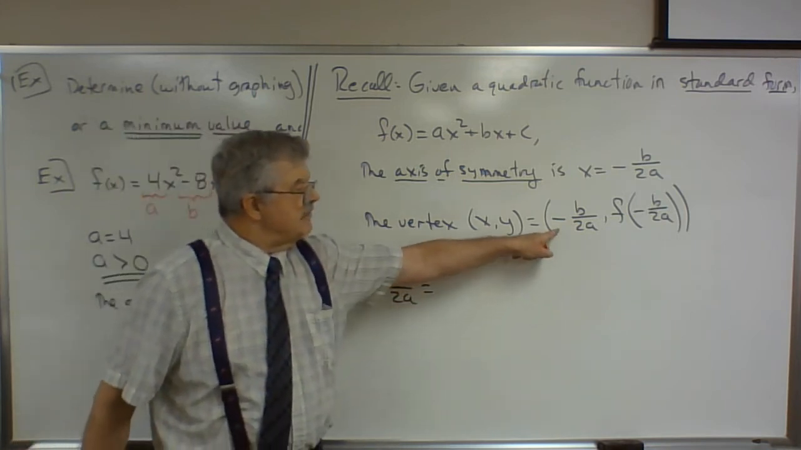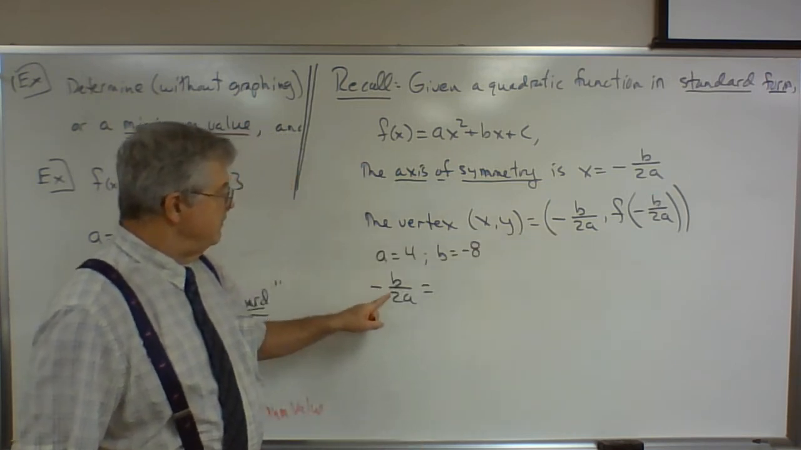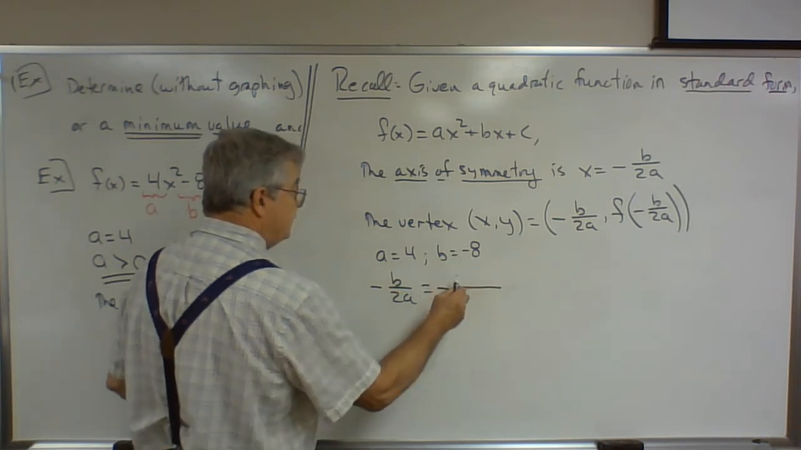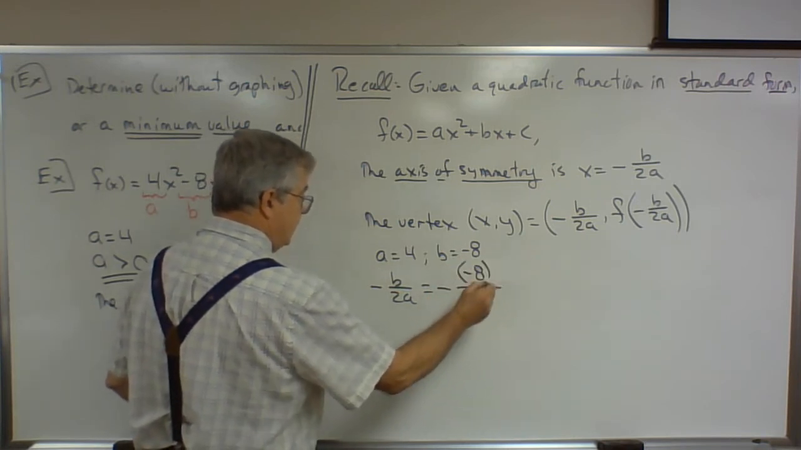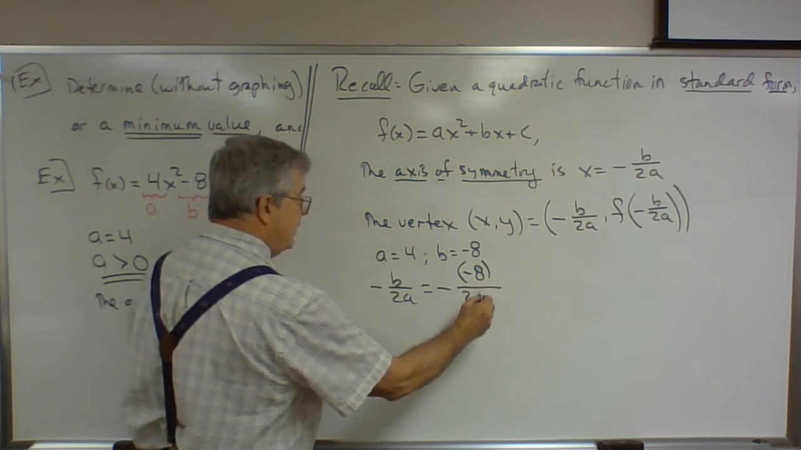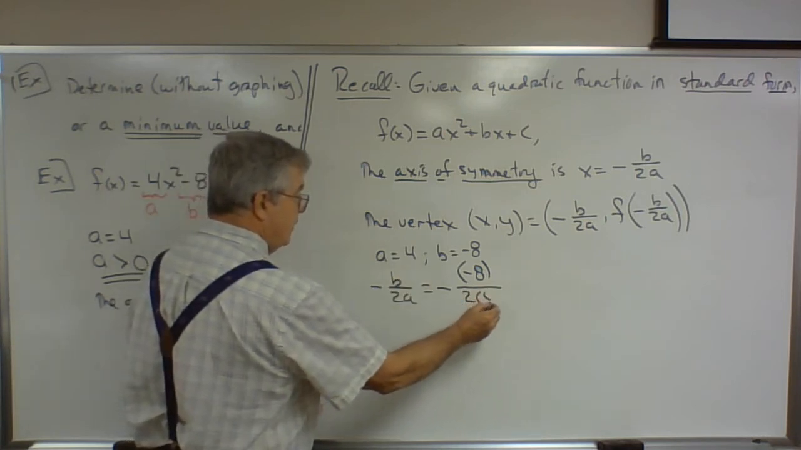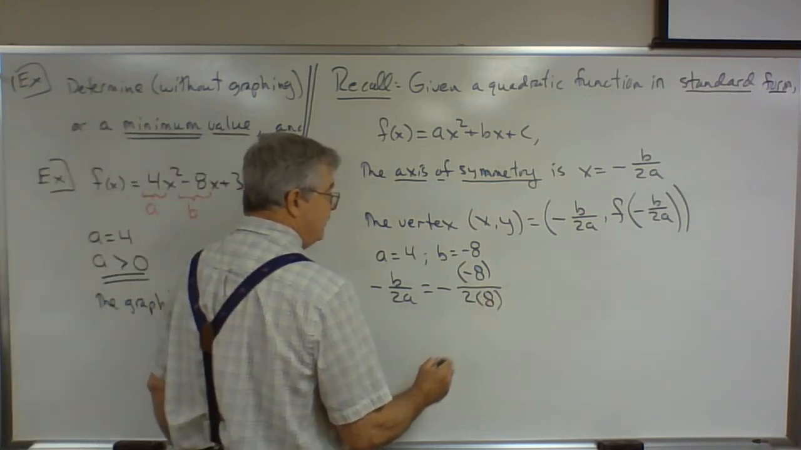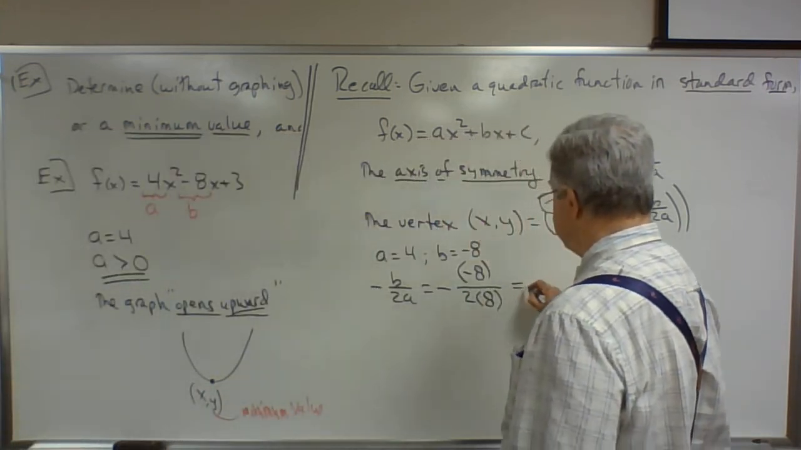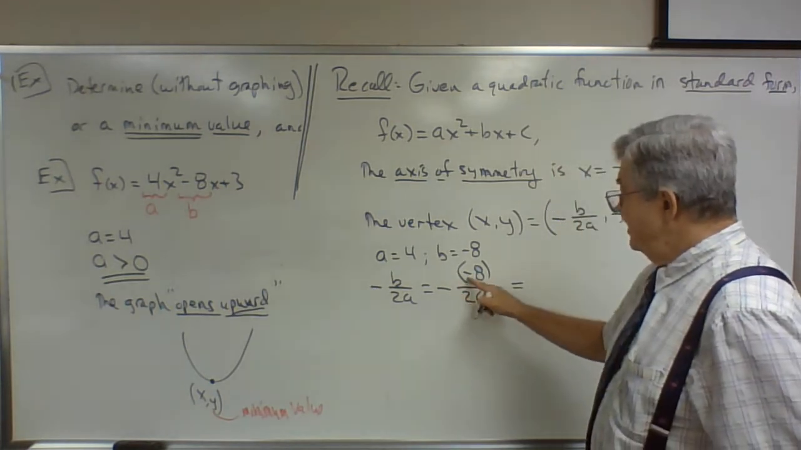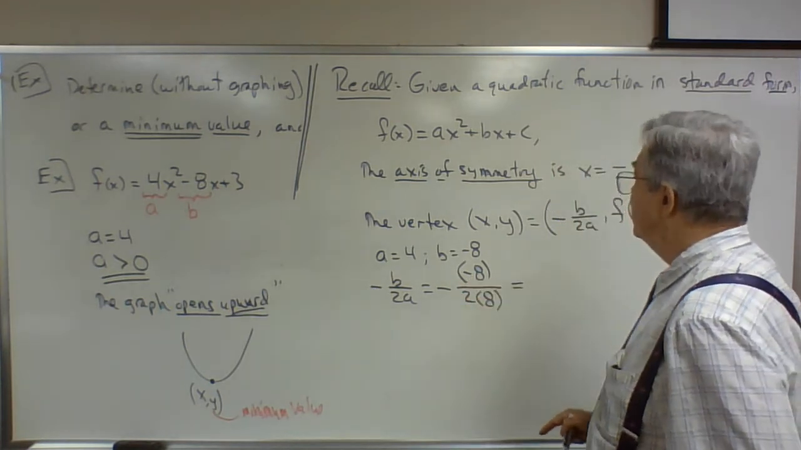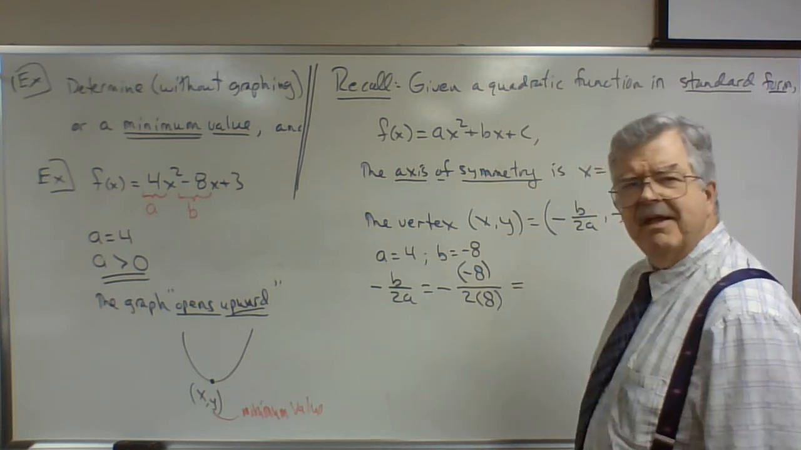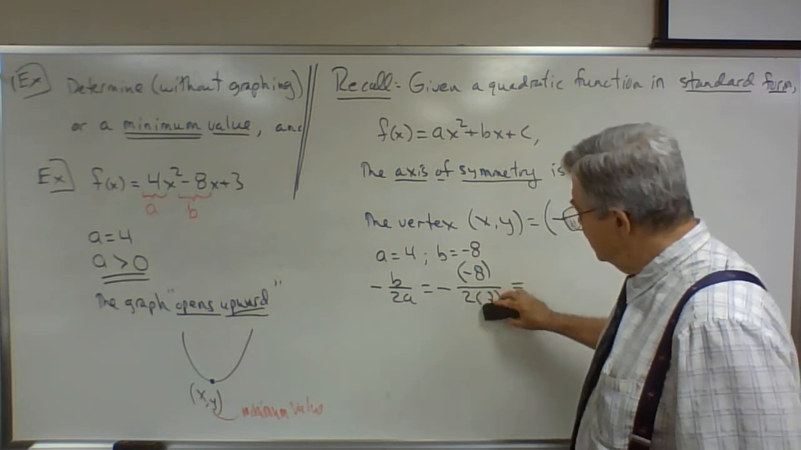We're going to get the x-coordinate of our vertex, negative b over 2a. So that's negative b, which is negative 8, over 2 times a. A is 4. Oh my goodness, this is going to be easy. Easy, easy, easy. Negative times negative is positive. And I thought it was going to be easy. If I put in the right numbers, it's going to be easy.